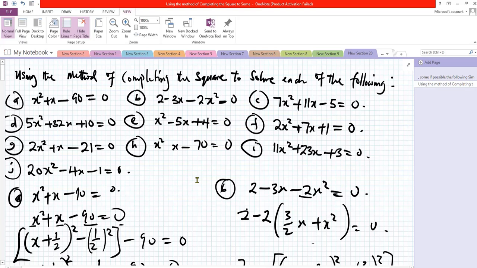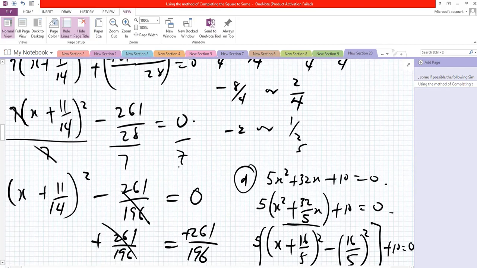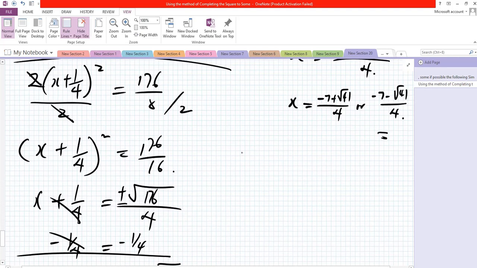So this one is h: x squared plus x minus 70 equal to 0. So that is x squared plus x minus 70 equals 0.